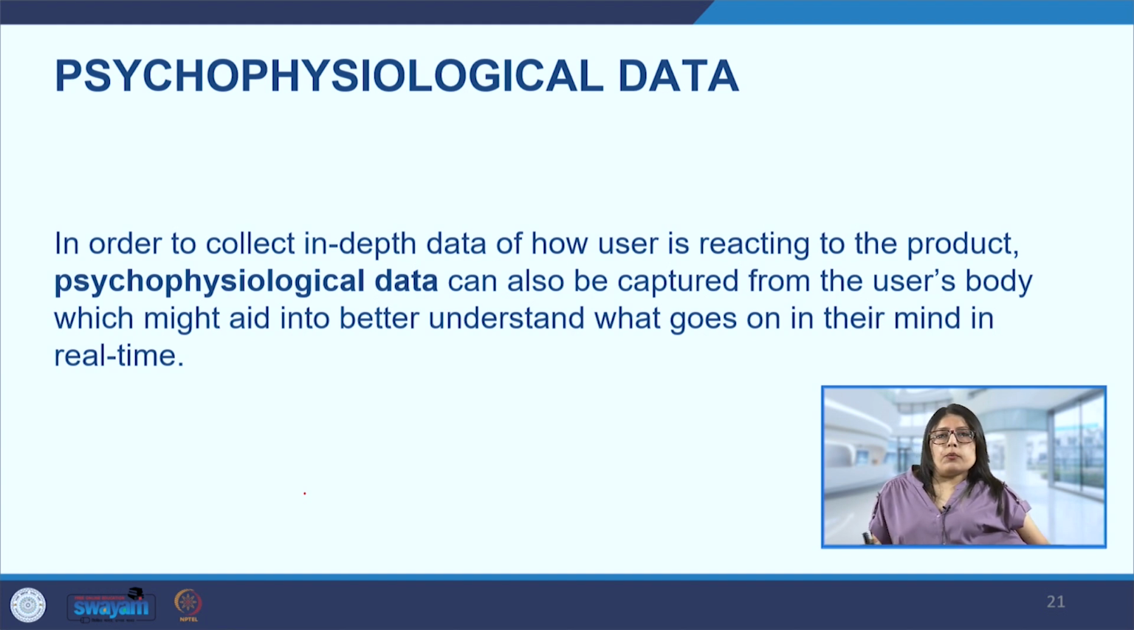But there is also another way to get this information, which is through psychophysiological data. This is how the body responds to certain stimuli that are provided to it, and that is the quick response that we have.